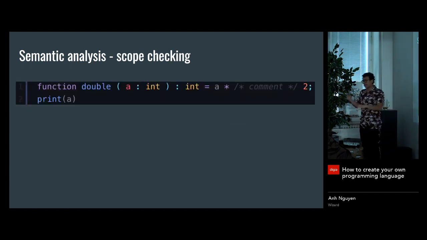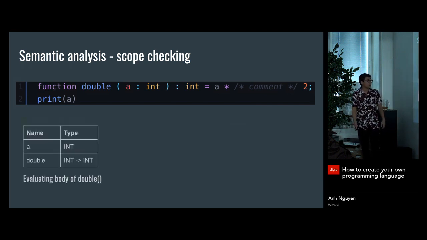The second responsibility of the semantic analysis is to check the scope of the variables that are declared. In this case, we also use a hash table in order to check the scope of the variable as well. And what we do is traverse the tree from the root to the leaf, and we have the same table again.